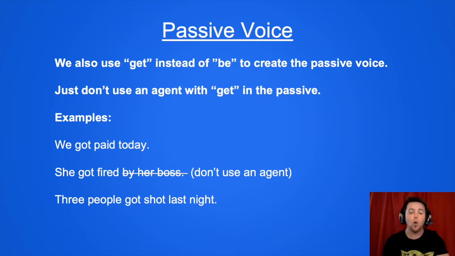So for example, we got paid today. So we receives the paying, but we don't know who did it. She got fired by her boss. This is a good sentence, except don't use the agent. It's just not commonly used. Can you use it? Yeah. Should you use it? Nah. And then the last one here, 3 people got shot last night.